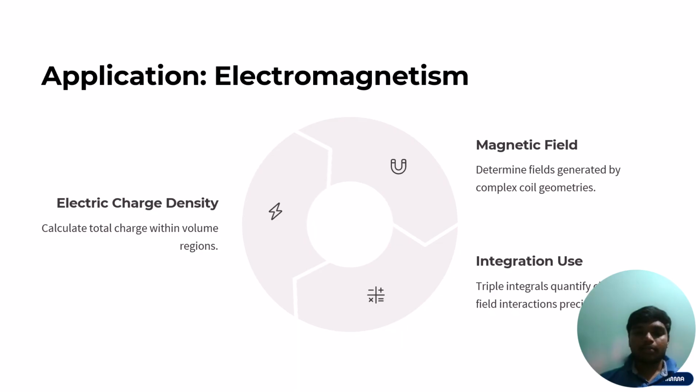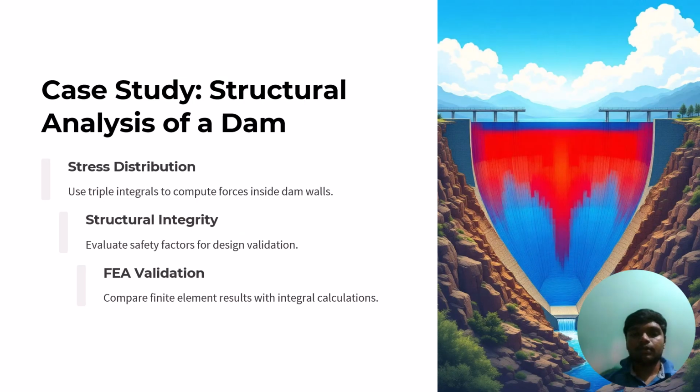Electromagnetism. Electric charge density, magnetic fields integration uses. We can use triple integration in electromagnetism. Courses like electrical engineering use this triple integral to calculate the magnetic field and electric charge density.